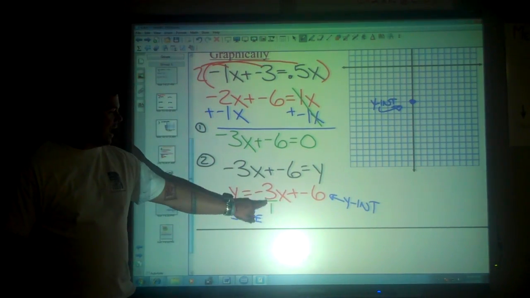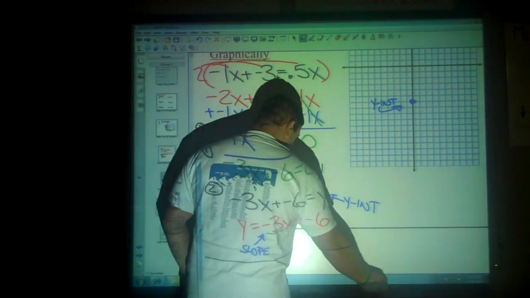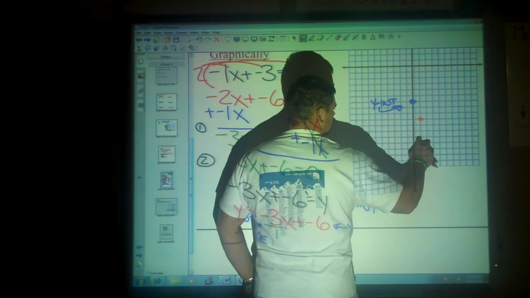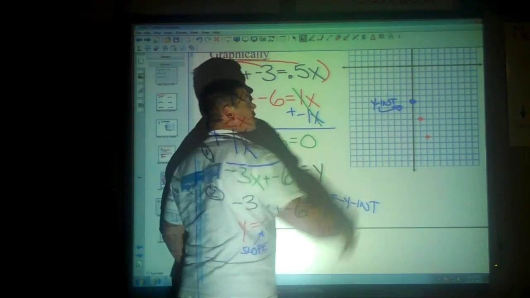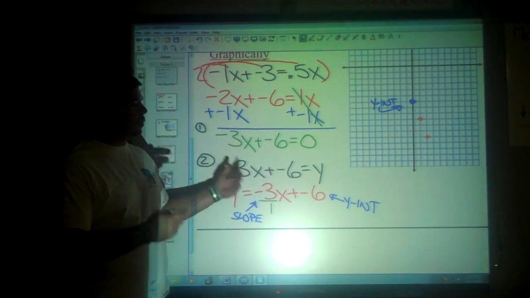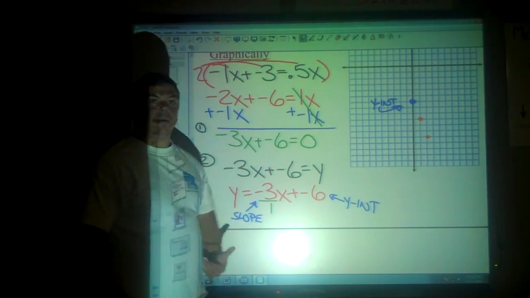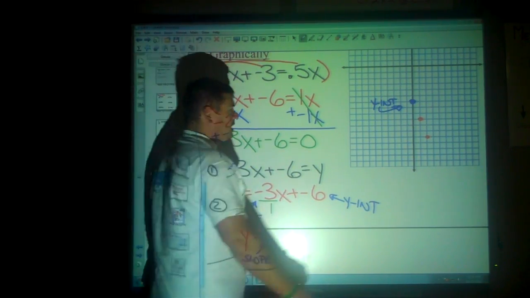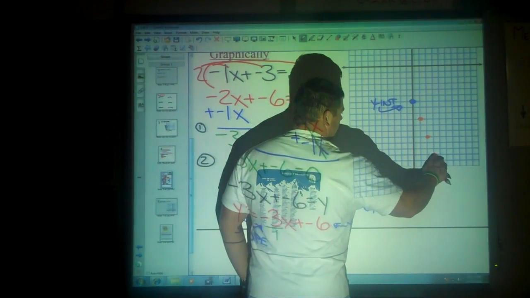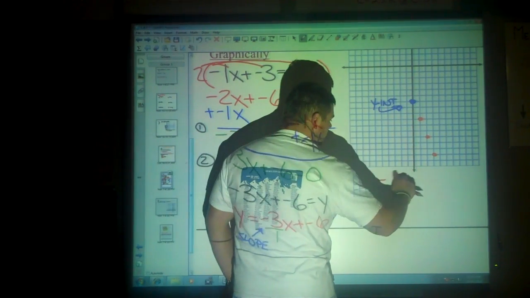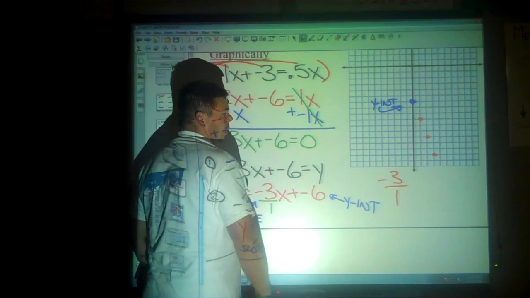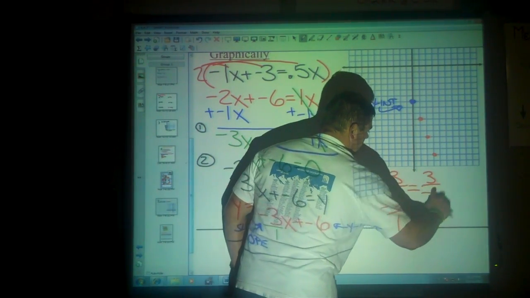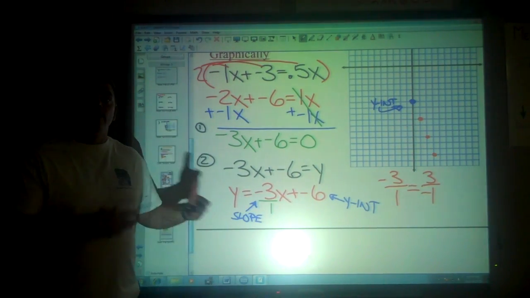I then go down 3 and right 1. If I go down 3 and right 1, and down 3 and right 1, I'm not getting very close to the x-axis. I'm getting further and further away from the x-axis, and my whole objective is to figure out where the graph crosses the x-axis. I could keep going down 3 and over 1, but I'm not going to get closer. Remember, down 3 and right 1, rise over run, is exactly the same as going up 3 but going left 1. They're the same.